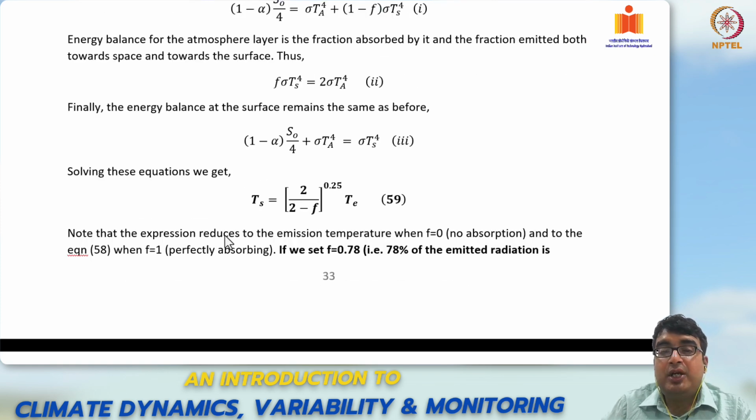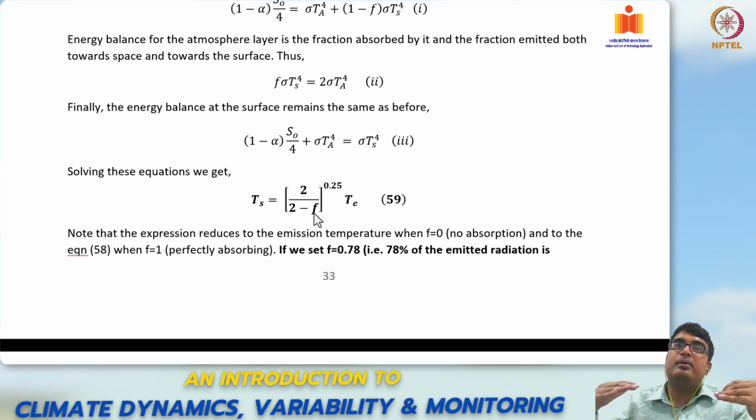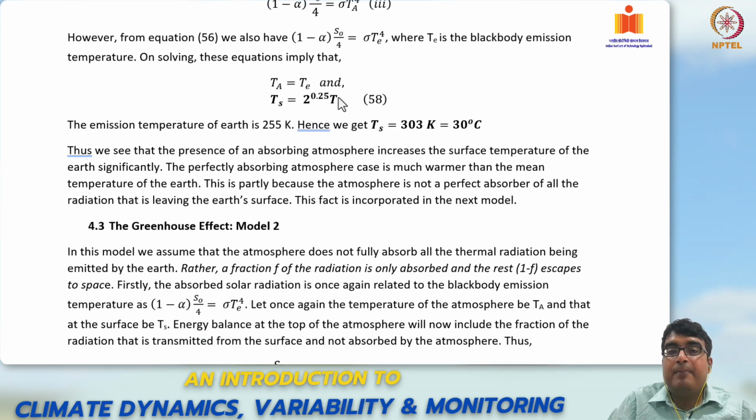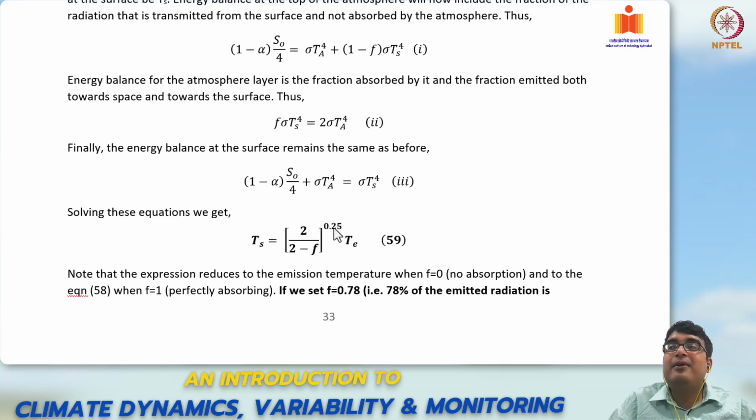Note that the expression reduces to the emission temperature when F equals 0. So when F equals 0, this just becomes 1. You have no absorption, the atmosphere does not effectively exist, and all the surface emission goes directly into space. In this case Ts becomes equal to Te, which is the case for moons and other bodies which have no atmosphere. And when F equals 1, this becomes 2 to the power 1/4 times Te, which is the case for a perfectly absorbing atmospheric layer. And the real case is somewhere in between.